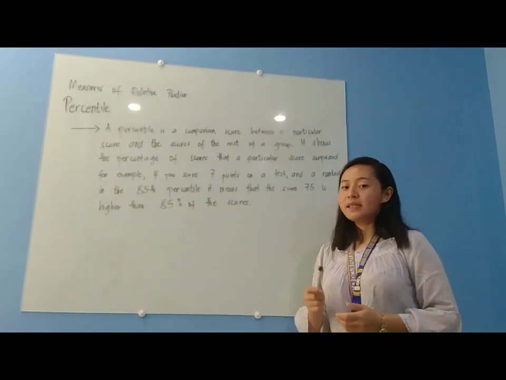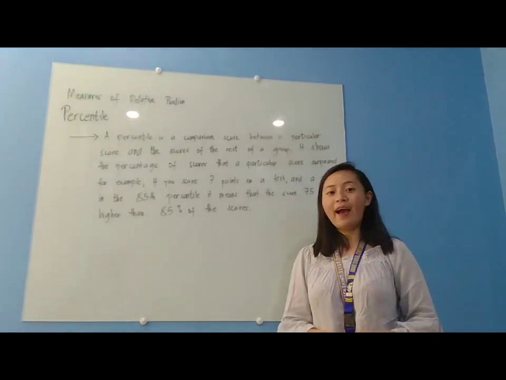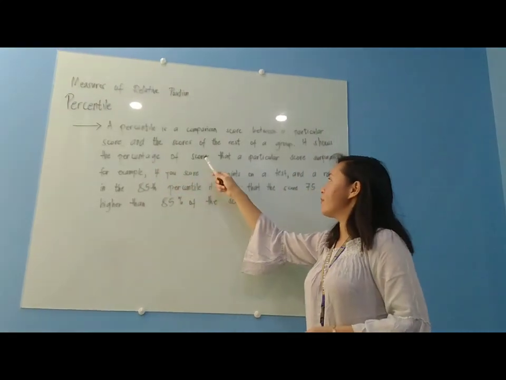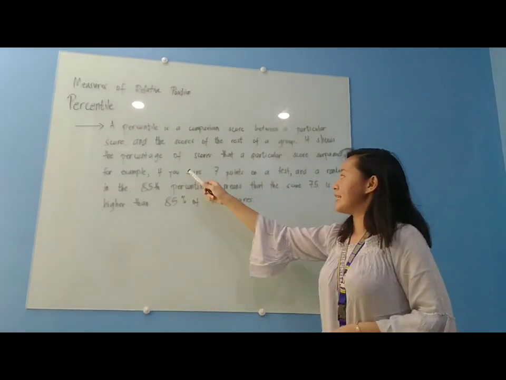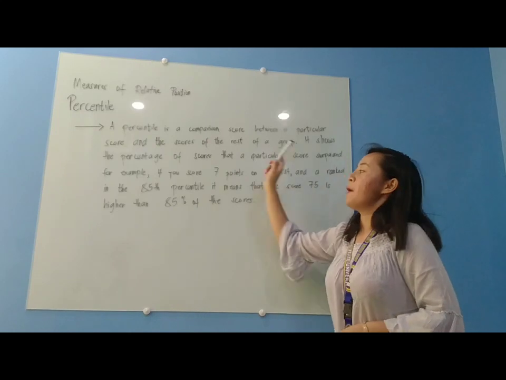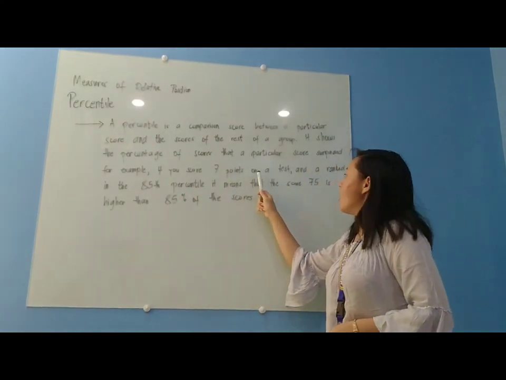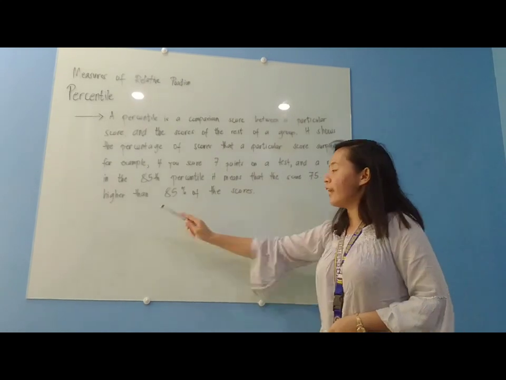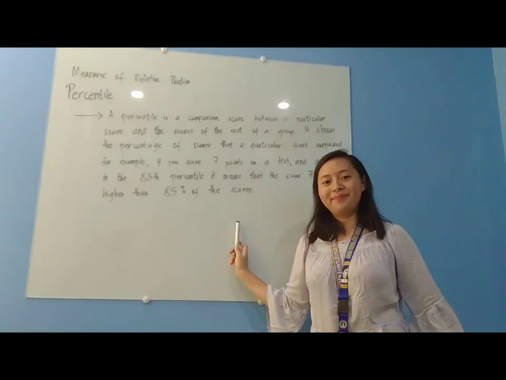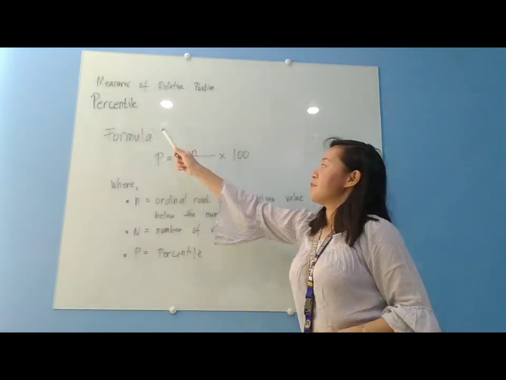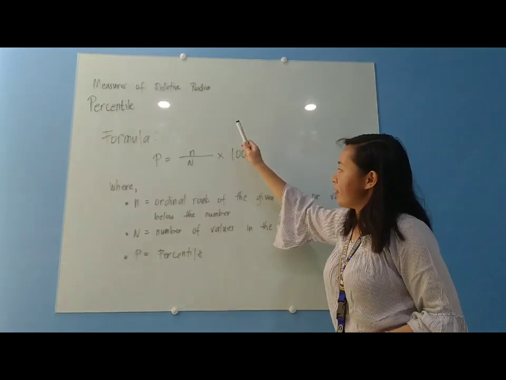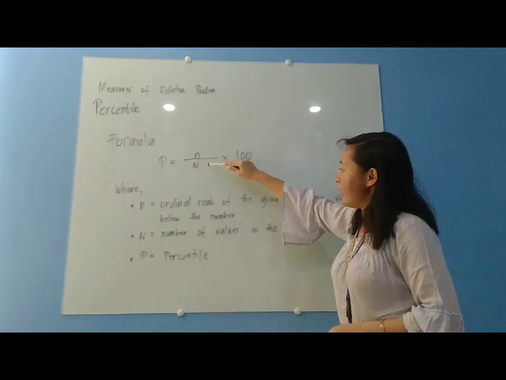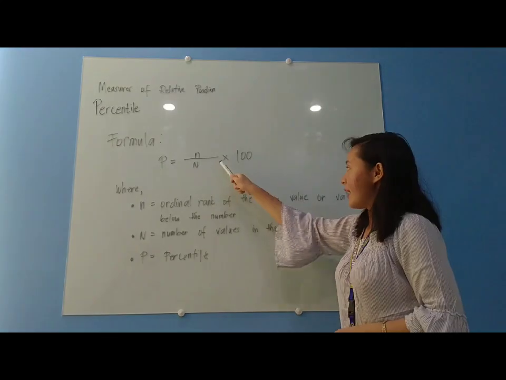As the continuation of the basic measures of relative position, we have percentile. Percentile is a comparison score between a particular score and the score of the rest of a group. It shows the percentage of scores that a particular score surpassed. For example, if you score 75 points on a test and rank in the 85th percentile, it means that the score 75 is higher than 85% of the scores. The percentile formula is percentile equals the ordinal rank of the given value, or the number of values below it, divided by the number of values in the data set, times 100.